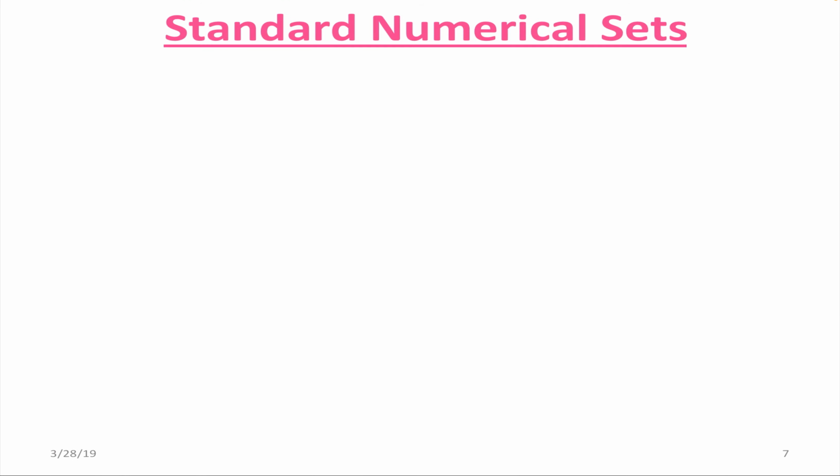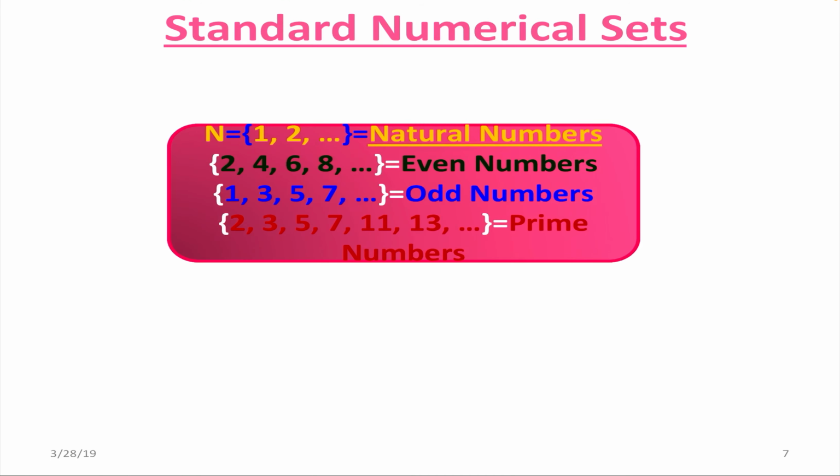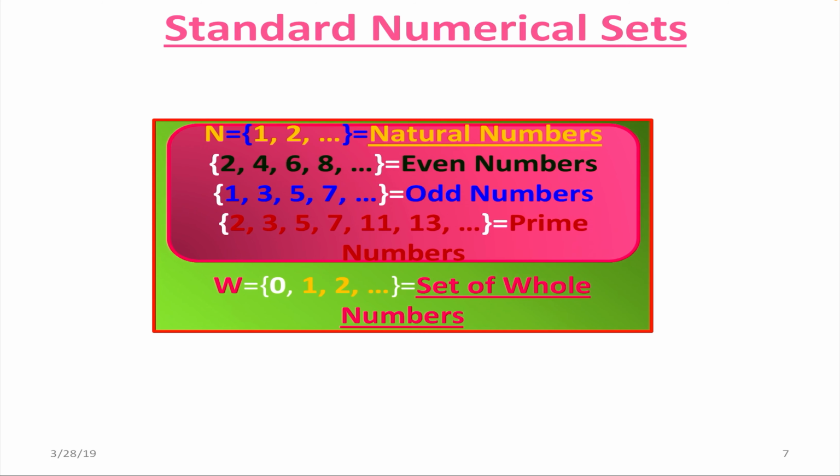Now let's move on and have a look at standard numerical sets. The first one is the set of all natural or counting numbers, which is denoted by capital letter N, containing the following elements 1, 2, and so on. The next set is the set of even numbers, which are divisible by 2. So it's going to be 2, 4, 6, and so on. The next set is the set of odd numbers, which are not even numbers. The next set is the set of prime numbers, 2, 3, 5, and so on. These numbers have only two factors, 1 and itself, except 1.